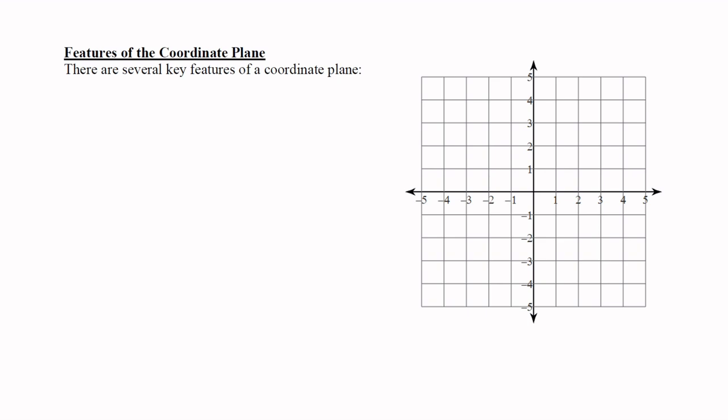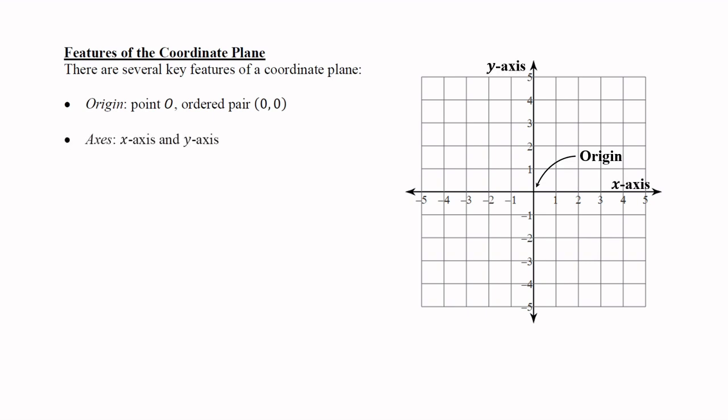So let's start off with the middle of the coordinate plane. The middle of the coordinate plane is the origin. It is, in geometry, often called point 0, and it's also the ordered pair (0, 0). Okay? And then we also have two axes. We have the x-axis, which is horizontal, and the y-axis, which is vertical. We also have four quadrants, and they're labeled with Roman numerals 1, 2, 3, and 4.